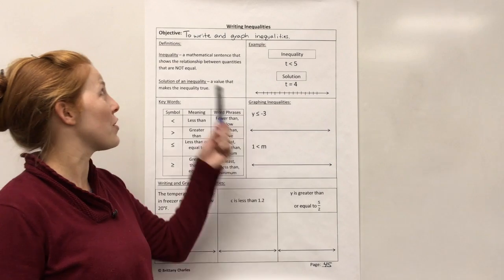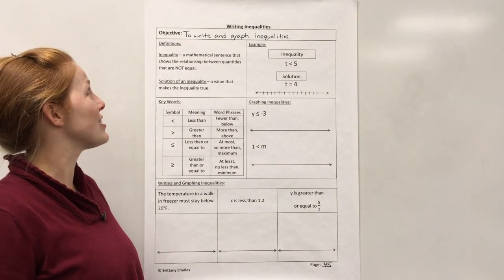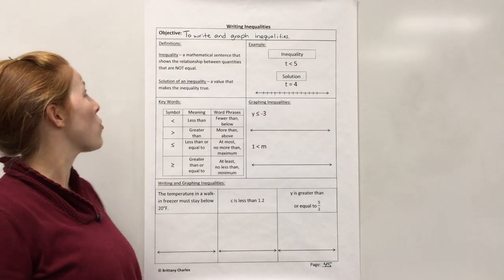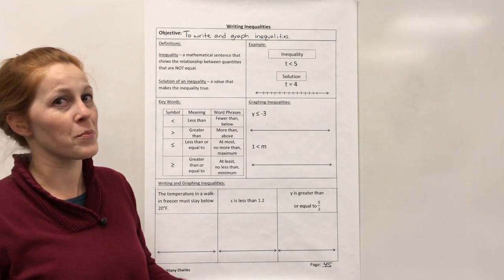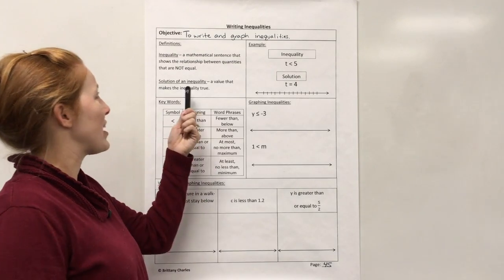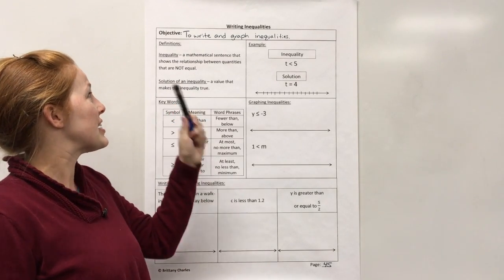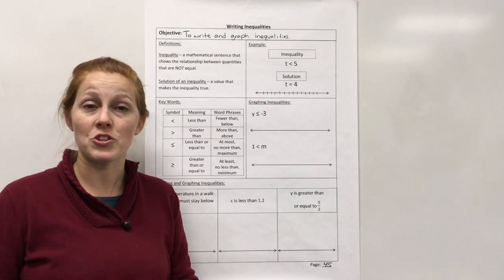First of all, an inequality is a mathematical sentence that shows the relationship between quantities that are not equal. So one could be more than the other or less than the other, but they're not going to be equal. And then a solution of an inequality is a value that makes the inequality true.